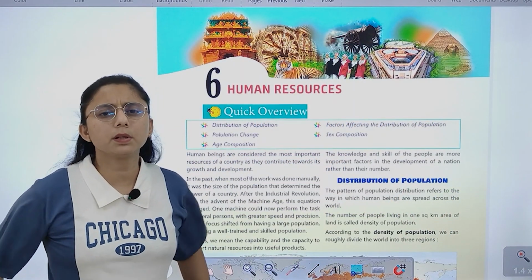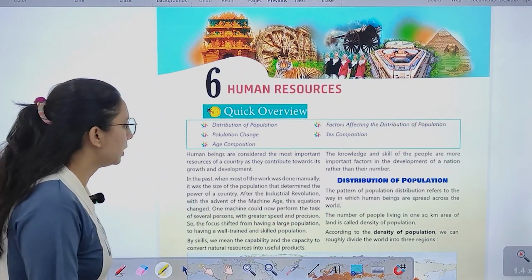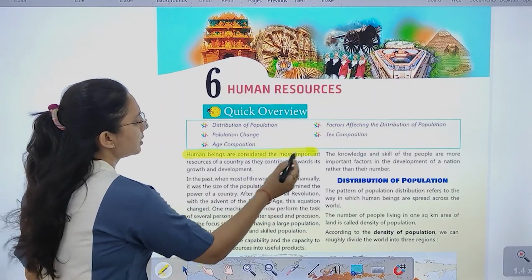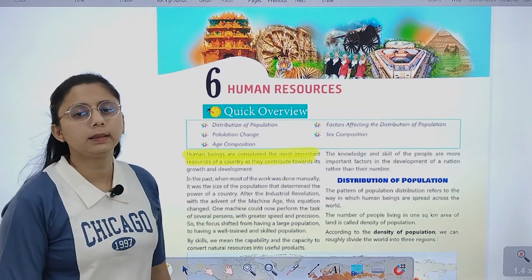Today let's start with chapter number 6, that is human resource. So in this chapter let's study about human resource. Human beings are considered the most important resource of a country as they contribute towards growth and development.